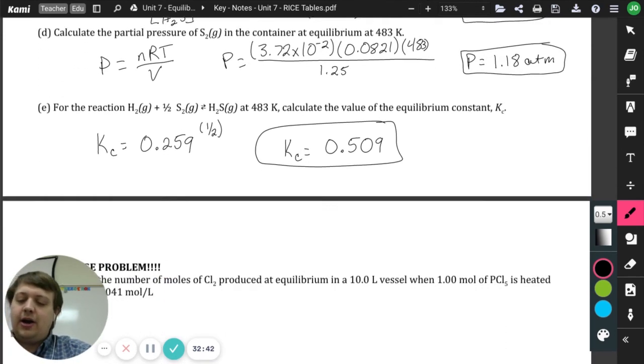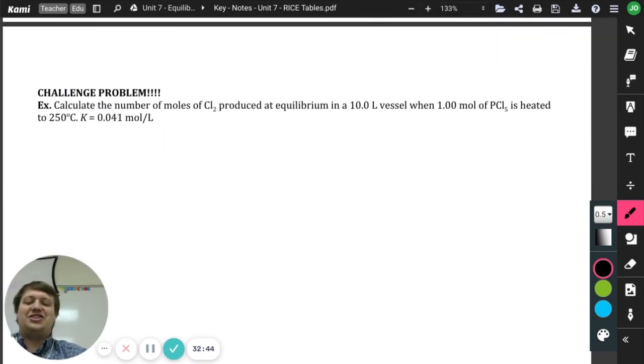The very last problem here is a challenge problem. I'm actually going to leave this for y'all to do as practice. So if you would like to check your answer, you can find it on the key.